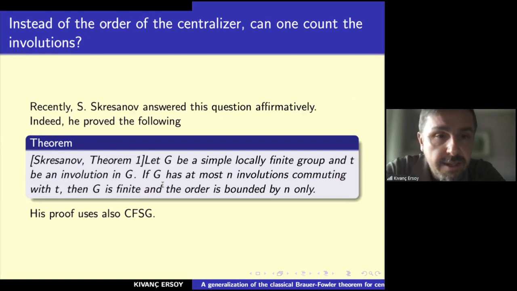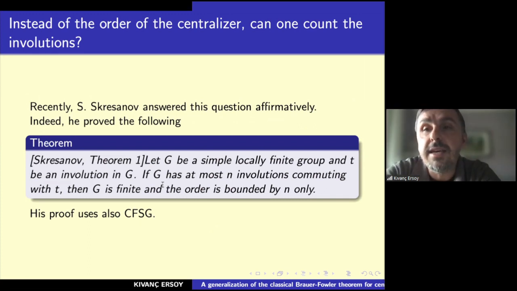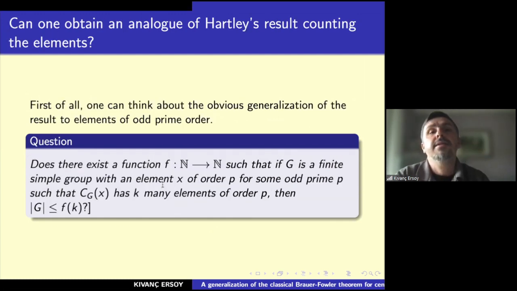So after we have seen this result, the first idea that comes to mind can be to prove analogs of Hartley's problem, counting some elements instead of bounding something with the order of a subgroup, the order of the centralizer. Can we obtain an analog of Hartley's result by counting the elements? The first question that comes to mind can be extending this result about involutions to elements of order p.